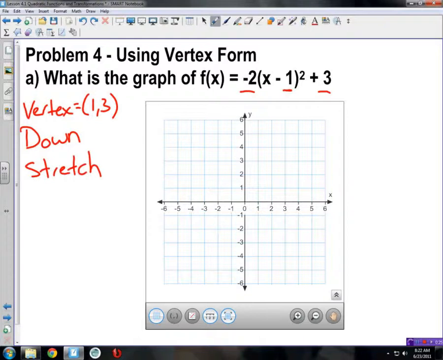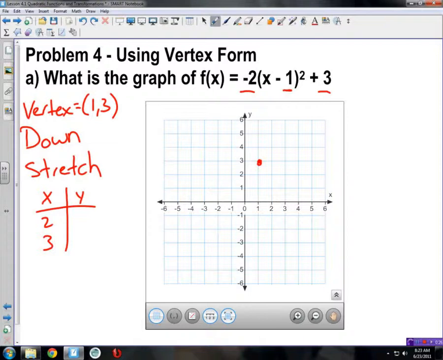So let's use these 3 pieces of information to graph. The vertex is 1, 3, and it's facing down, but now we just need to know how far it's going to go. I'm going to show you guys 2 ways. One is written out, the other one is a shortcut. The written out way is I'm going to make an XY chart. My vertex is at 1, so I need to do 2 numbers to the side of it. So if I start at 1, the 2 numbers to the side of it are going to be 2 and 3.